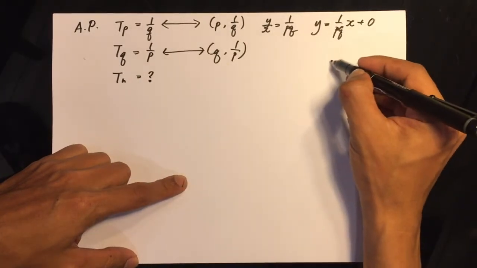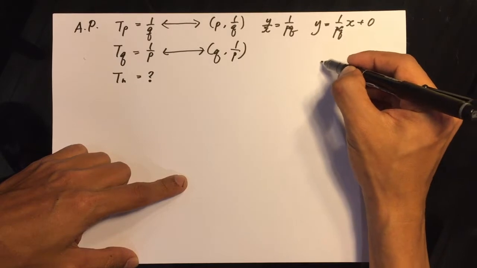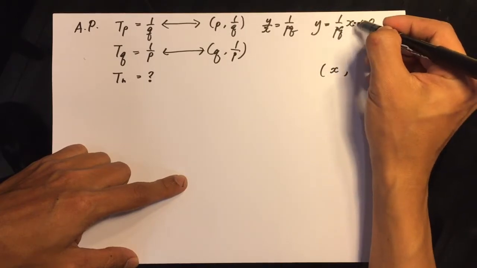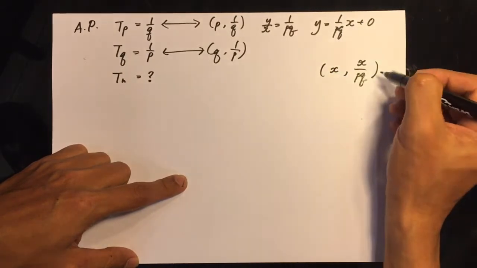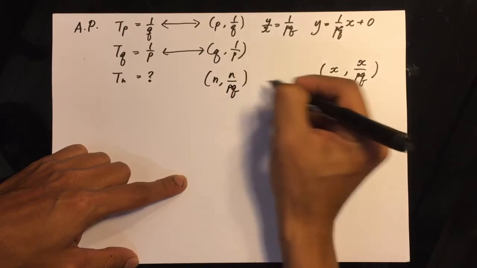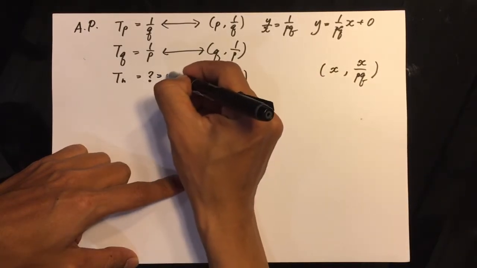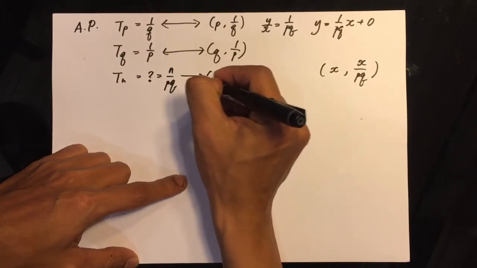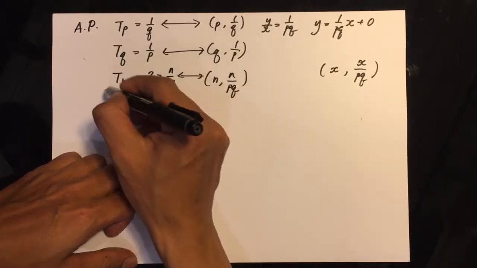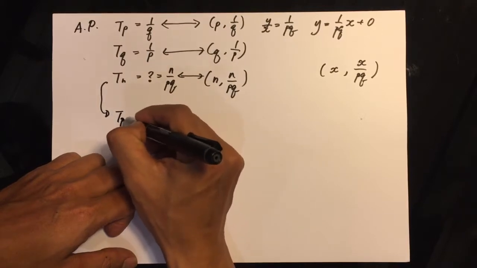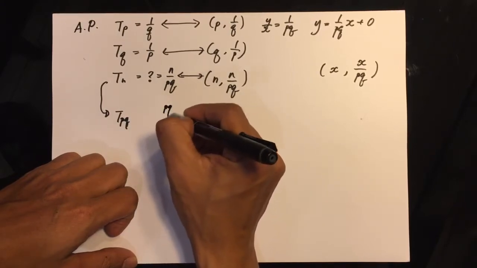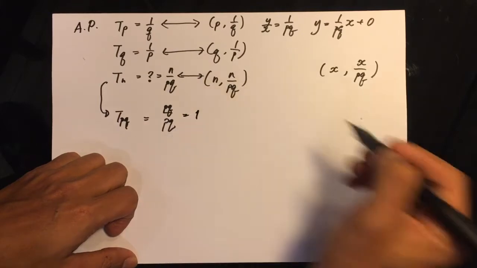Tn. If we rewrite this as coordinates, your y coordinate is equal to x over pq. So your nth term will be equal to n over pq. As simple as that. So if there was an extension of the question and they asked you to find the pqth term, substitute that, pq over pq, and that's obviously equal to 1.